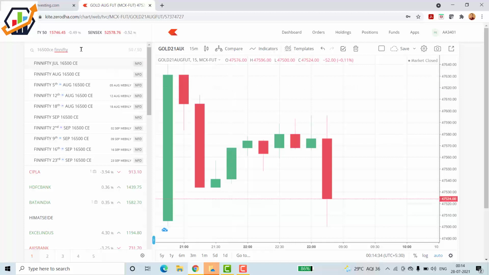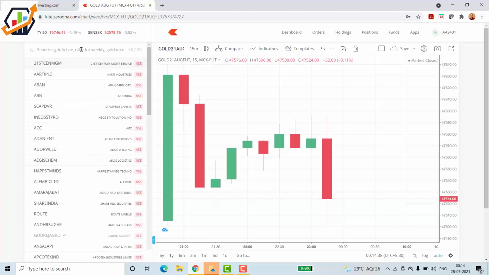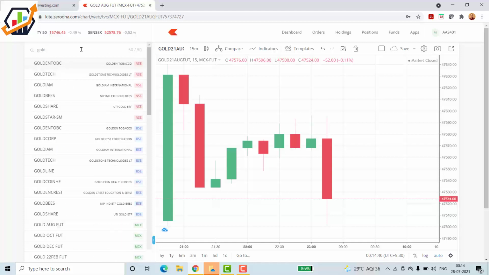Now the third category which you can trade is commodities. Commodities like, let us say, gold. If you see where the gold is right now, the gold is somewhere at a level of 47,500. If I have a bullish view and I think that gold would be going up, then probably I can buy a 47,500 call.